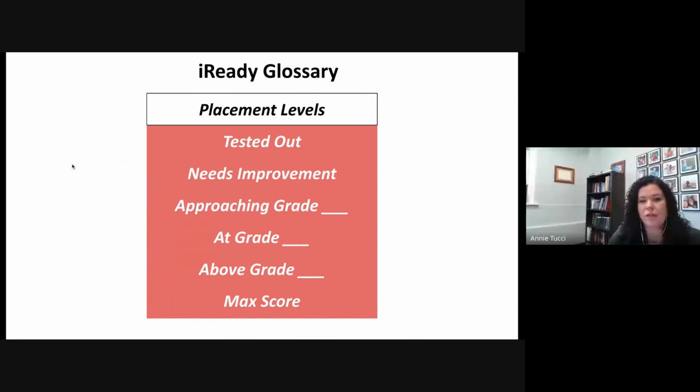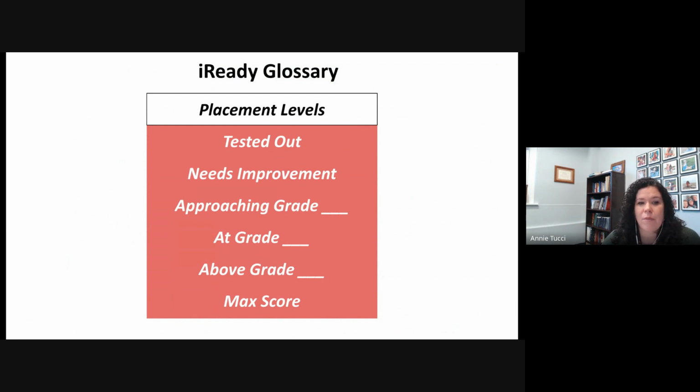So the placement levels may be described in the following ways. You may see the term tested out, needs improvement, approaching grade with a number, at grade with a number, so for example, grade 7, above grade, or max score. A needs improvement score means that a student had some questions that they may need improvement on in previous grade level standards. And that is a point of reflection and a way to inform you to reach out to your child's teacher for ideas to support.